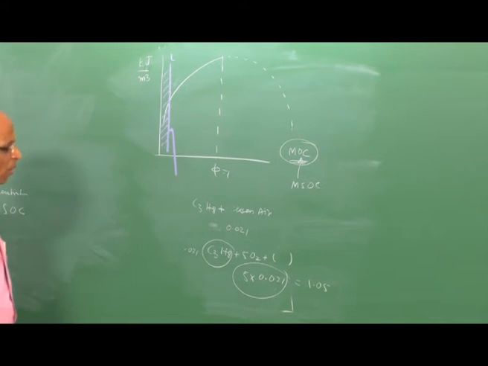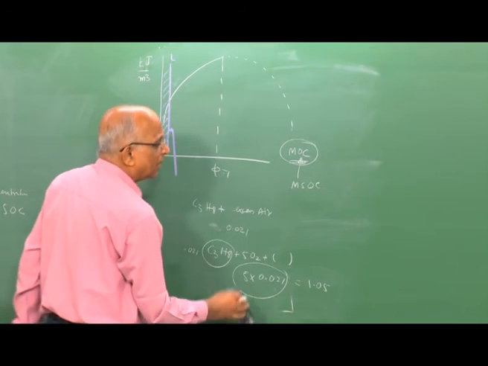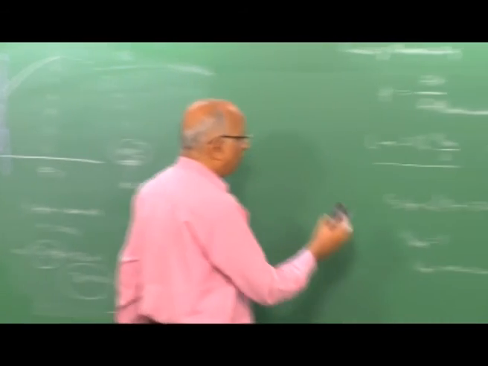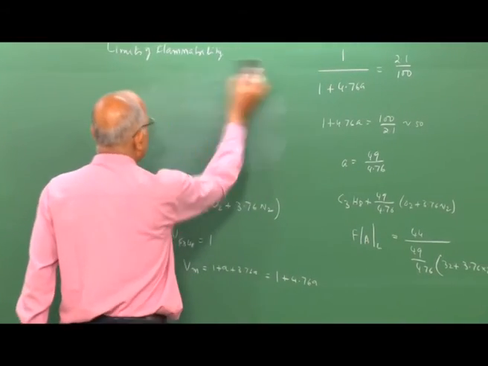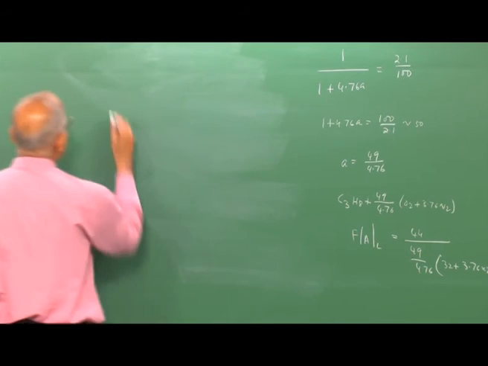Let us do one more problem to clearly illustrate how we calculate this. Let me take the example of the minimum oxygen concentration. I want to determine it, let us say, for the case of kerosene vapor.